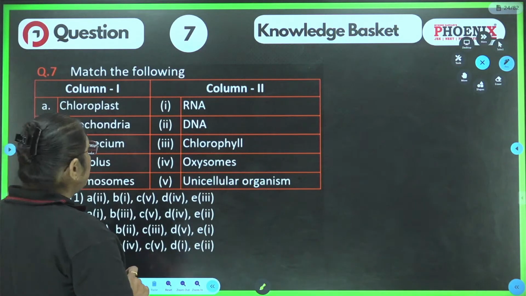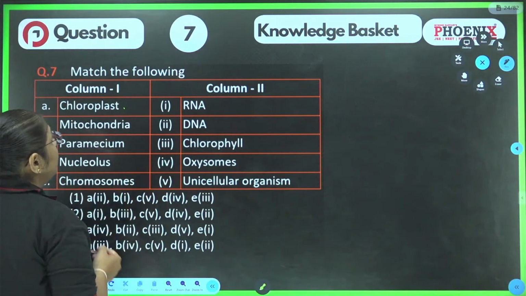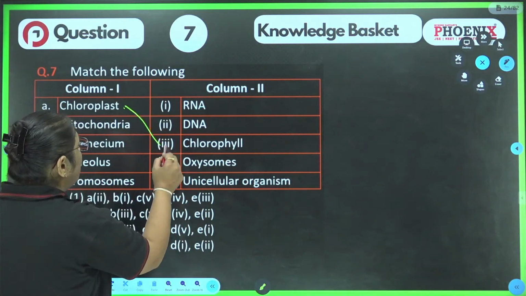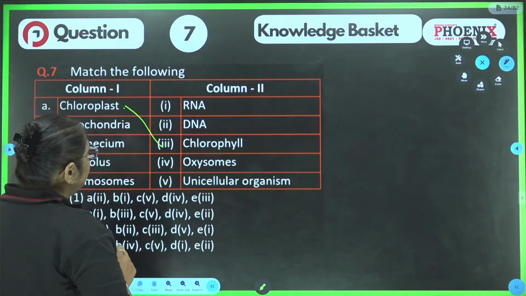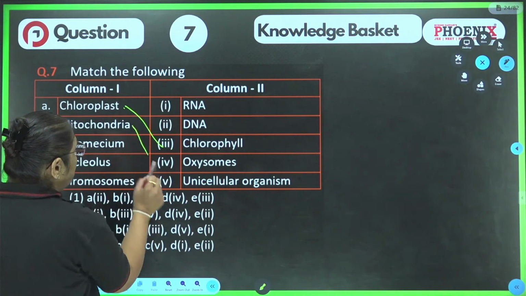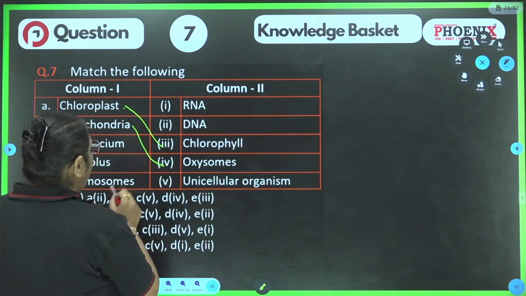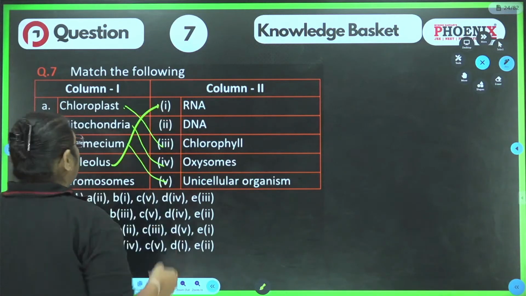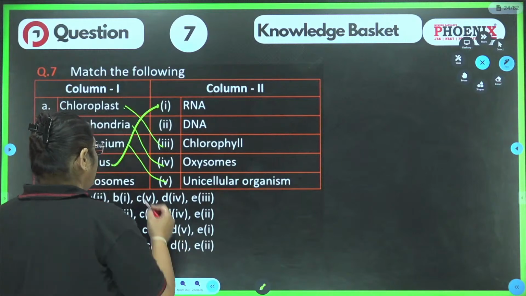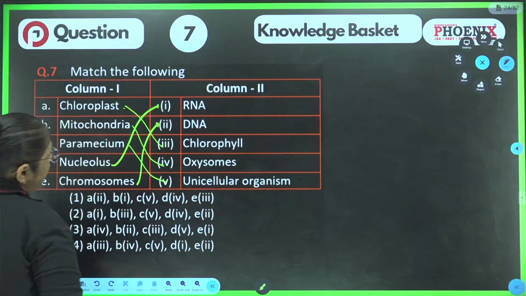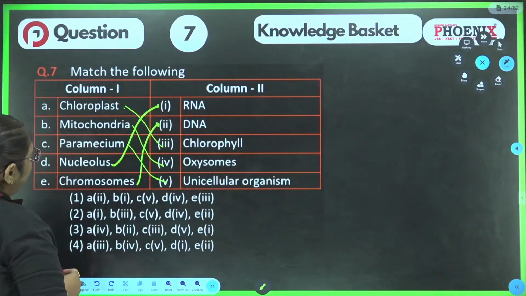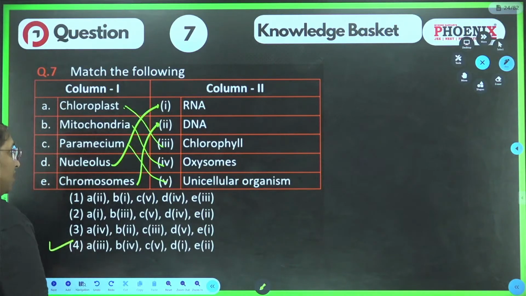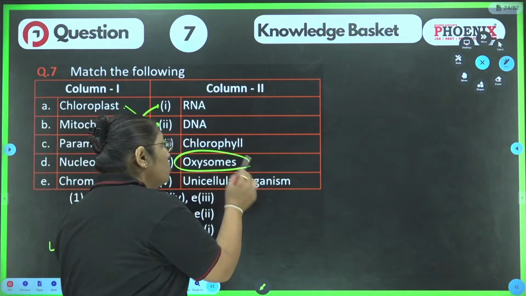Once again it is a match the following. Chloroplast is the plastid which contains the green color pigment, that is chlorophyll. Mitochondria contains oxysomes. Paramecium is a unicellular organism. Nucleolus helps in synthesis of RNA, and chromosome contains the DNA. Okay, so the answer is the fourth one. Now oxysomes, what is an oxysome?